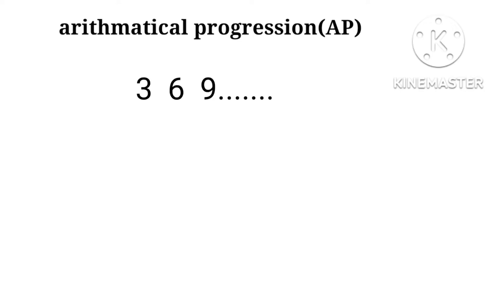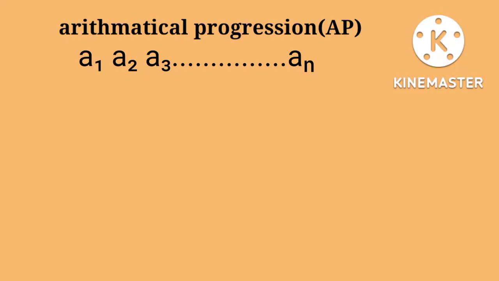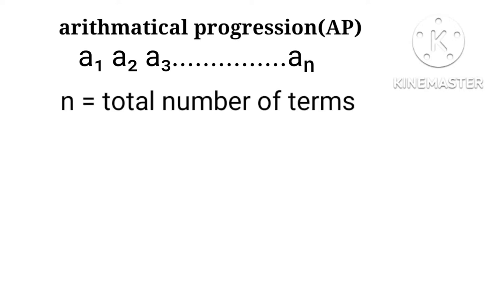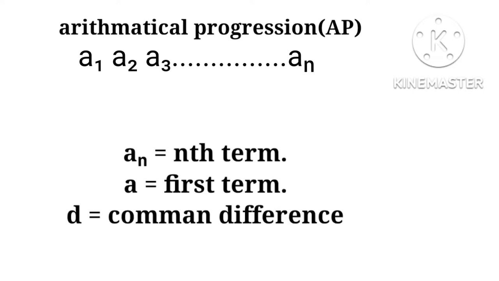Similarly 3, 6, 9 is also a series with a consecutive difference of 3. So in general a1, a2, a3, ..., an are n numbers, where n is the total number of terms. The nth term is given by an equals a plus n minus 1 into d, where an equals the nth term, a equals the first term, d equals the common difference.